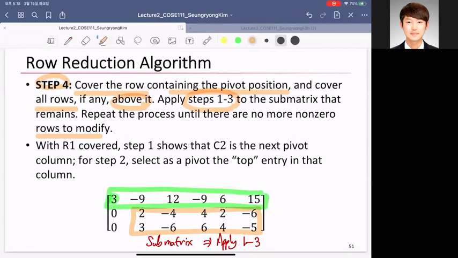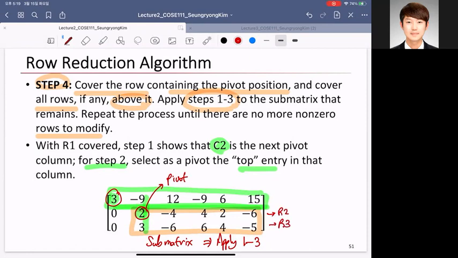So in this case, with R1 covered here, step 1 shows that C2 is the next pivot column here. For step 2, select the pivot, the top entry in the column. So this is the first pivot, and this 2 is going to be a new pivot. Right? And let's apply steps 2, 3 again here, on this sub-matrix.